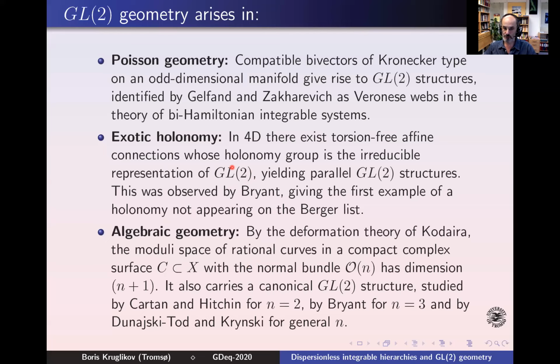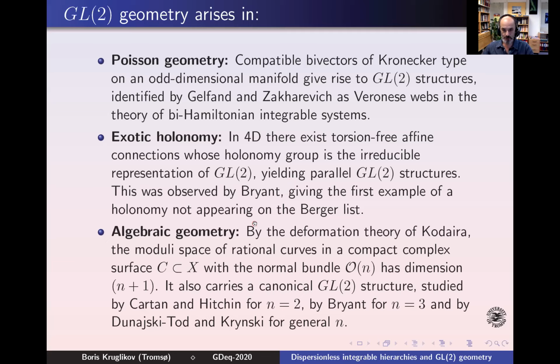Because if you take the GL2 representation in 4 dimensions, you take the induced action on the projectivization P3, and you take the minimal orbit. That's the rational normal curve. And it was observed by Bryant that there exist unique torsion-free connections of this kind, preserving the structures, and this was the first example of exceptional holonomy not appearing in Berger's list.